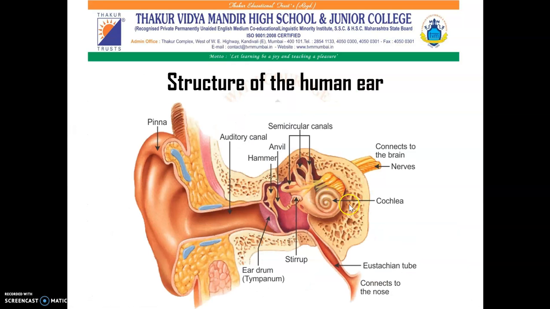The picture shows the structure of the human ear. The ear is an important sensory organ of the human body. We hear sound because of our ear. When sound waves fall on the eardrum, it vibrates. These vibrations are converted into electrical signals which travel to the brain through the nerves. The ear can be divided into three parts: the outer ear, the middle ear, and the inner ear. Let us understand all these three parts.